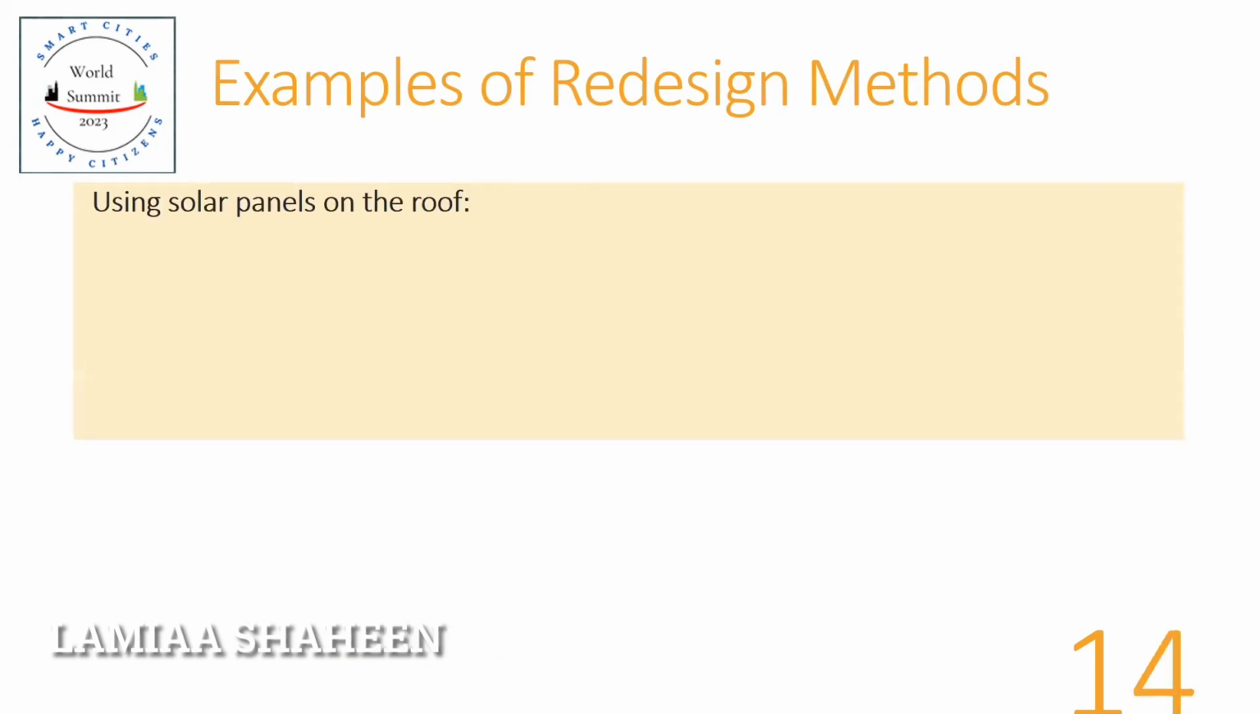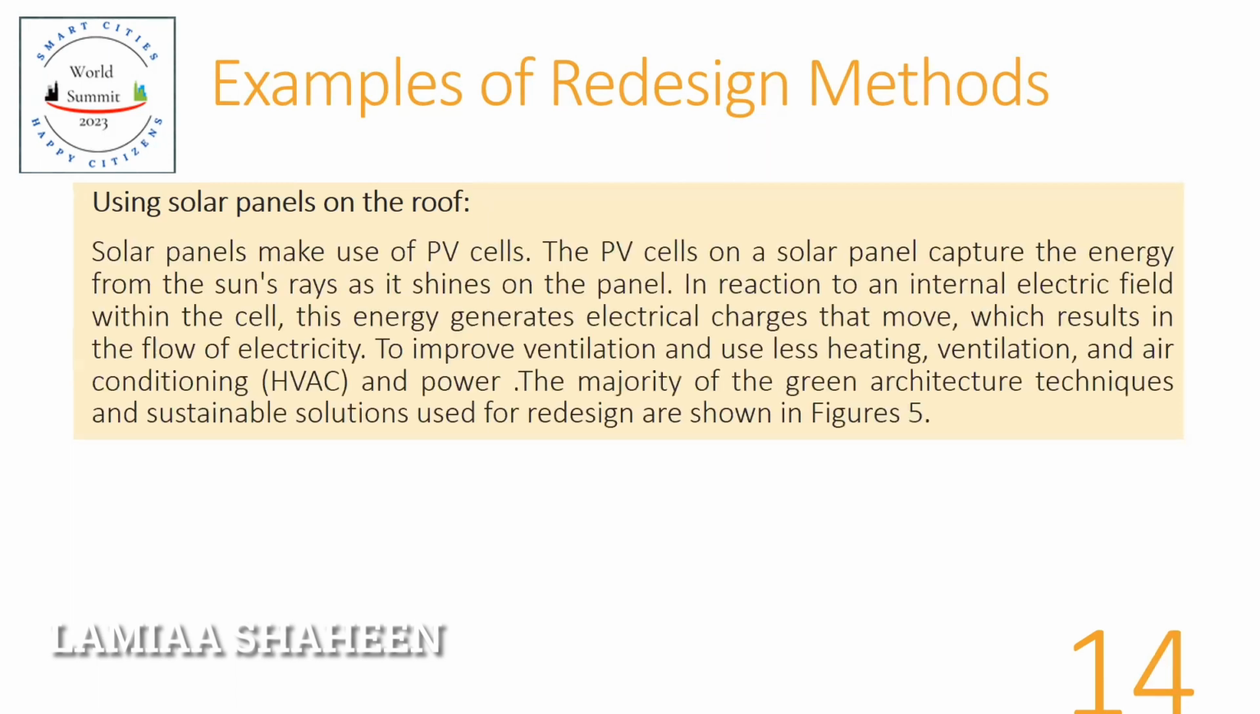And last one, using solar panels on the roofs. Solar panels make use of PV cells. The PV cells on a solar panel capture the energy from the sun's rays as it shines on the panel. And in reaction to an internal electric field within the cell, this energy generates electrical charges that move, which results in the flow of electricity.